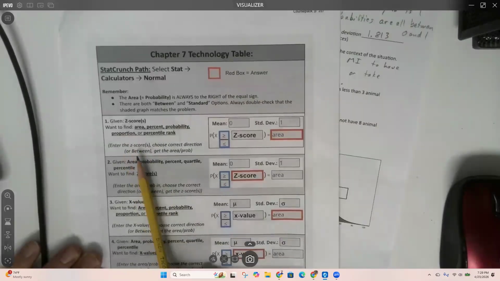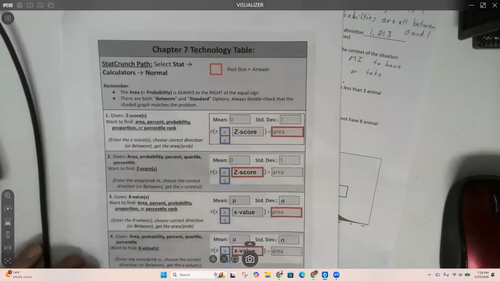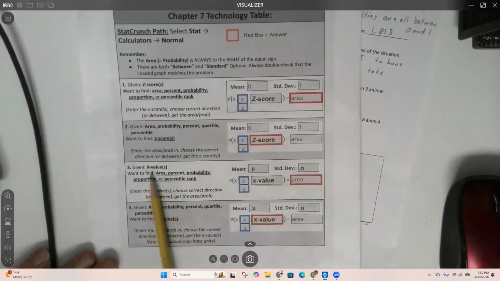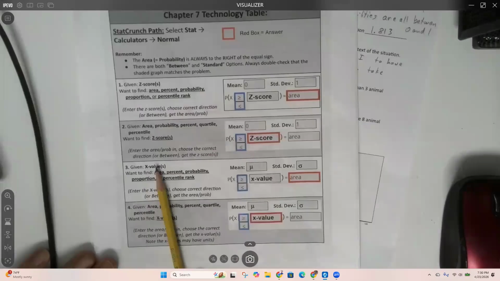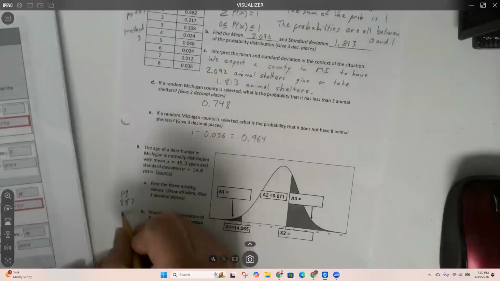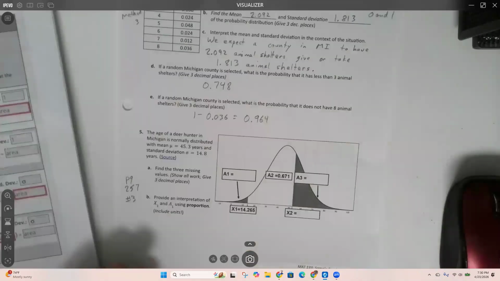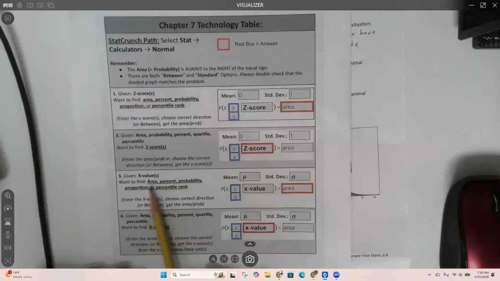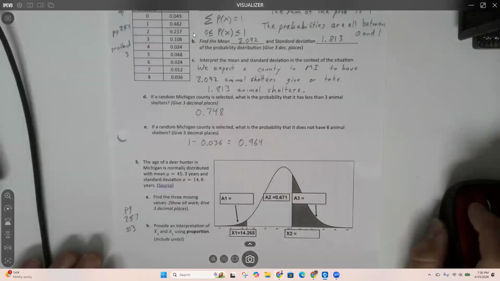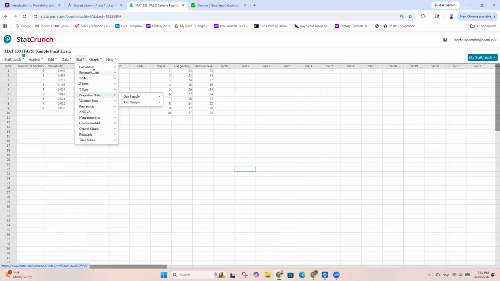If I have a z-score, I can do this. If I have probability, I can find a z-score. I'm not doing any of that. I'm starting with this one down here. I have number 3. I have the X value. I want to find the probability. So this is number 3 first to find A1. So number 3, I have an X value. So I need to do stat calculators normal.